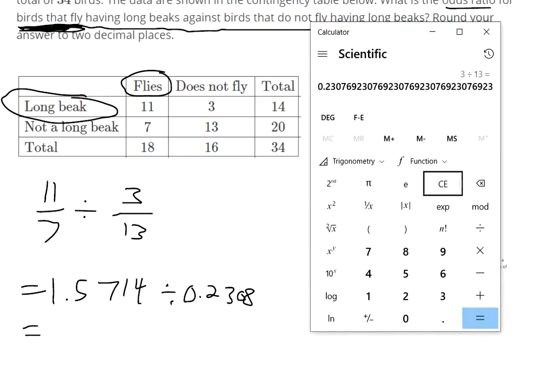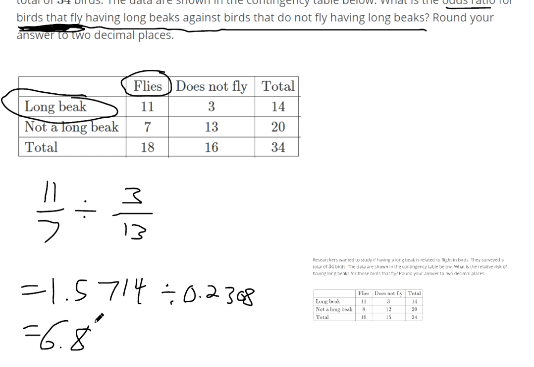And now if we divide those, that's 6.808, so 6.81. This number makes sense with the table that we have. Look, birds that fly, there's 11 that have long beaks compared to 7 that do not. Birds that don't fly, there's not many of them that have long beaks compared to those that do not. So this ratio should be large, and it is. It's 6.81 times greater chance of having long beak if you fly.